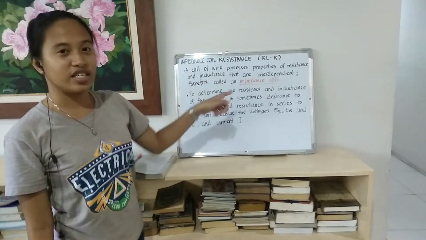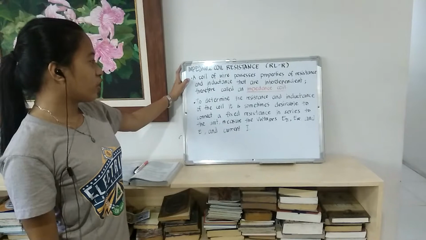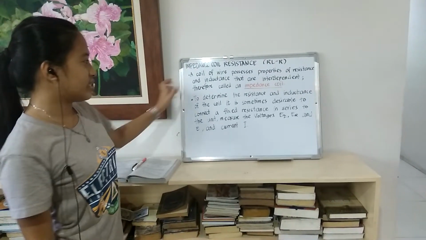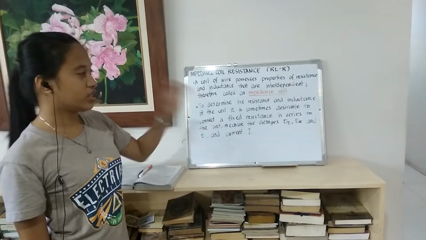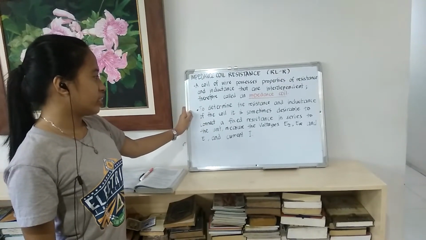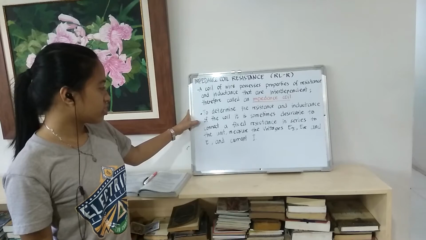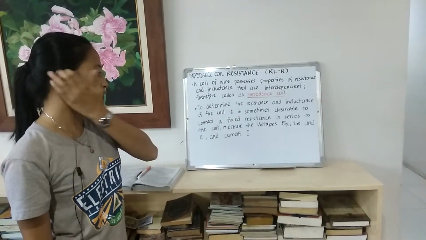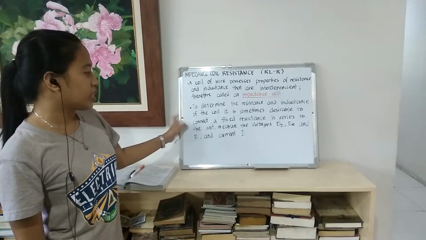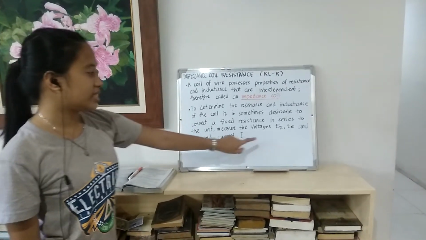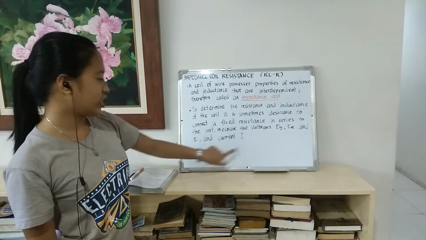Resistance or RLR circuit. So first, a coil of wire possesses properties of resistance and inductance that are interdependent, therefore called an impedance coil. The next is to determine the resistance and inductance of the coil. It is sometimes desirable to connect a fixed resistance in series to the unit, then measure the voltages EZ, ER, and E and the current I.